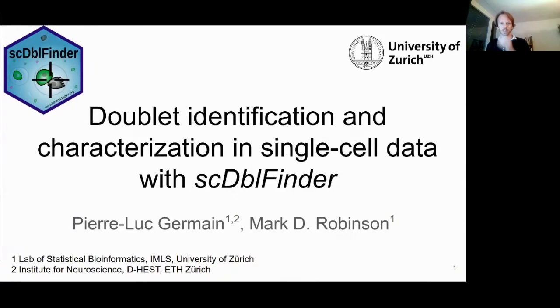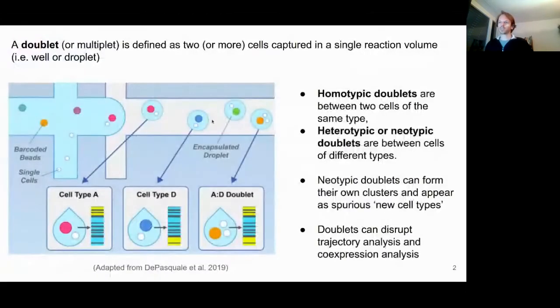Thank you, Charlotte. So I'll speak about the SCDBL Finder package. I'll start with a brief intro on doublets for those who might not be familiar, and then I'll give a rough idea of the package and show you why it's a must for your single-cell sequencing pipeline. So a doublet is two cells captured in a single reaction volume, for instance, a single droplet, and that therefore generate a single transcriptomic profile.